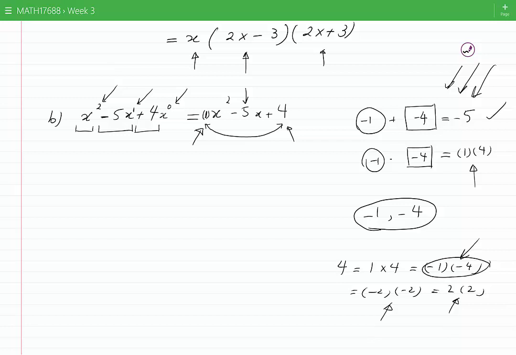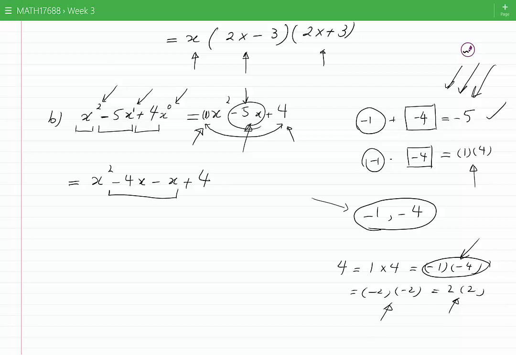Once we found these two numbers, we can go back to our original expression, and instead of -5x, use the two numbers that we have found, write -4x minus x. It doesn't matter if you write -x minus 4x. At the end, the final answer would not be different. And then we also had a plus 4. So to summarize, instead of -5x, I wrote -4x minus x.